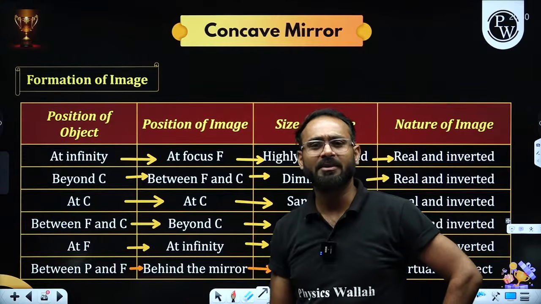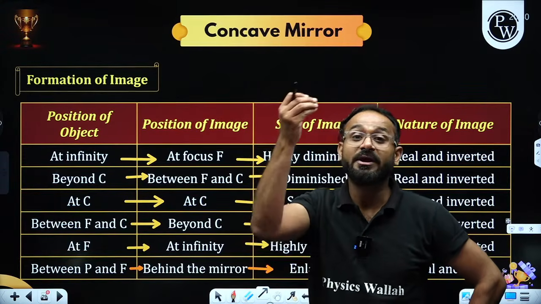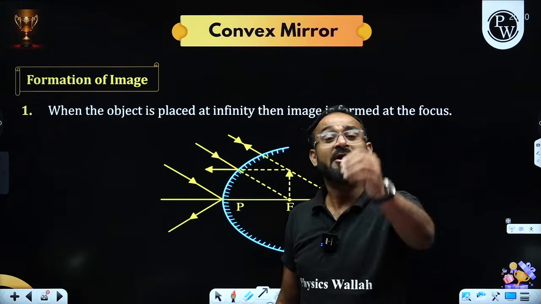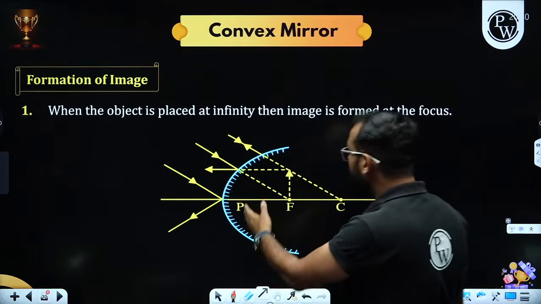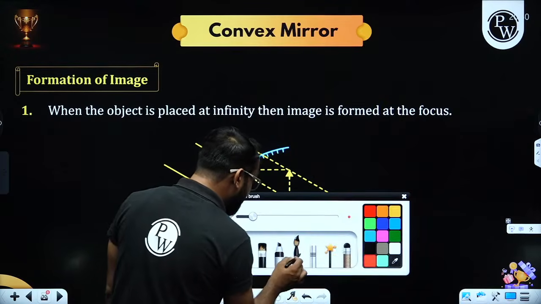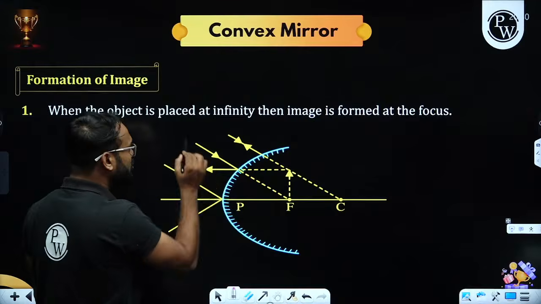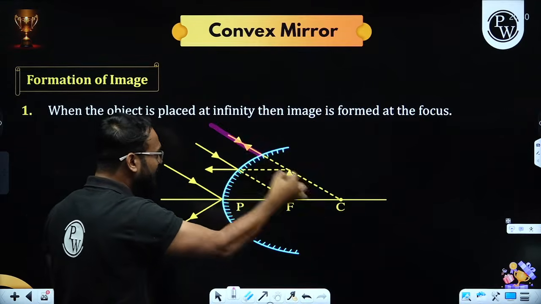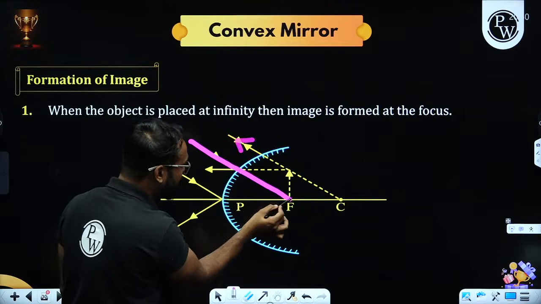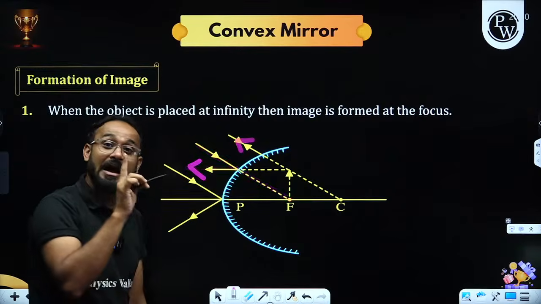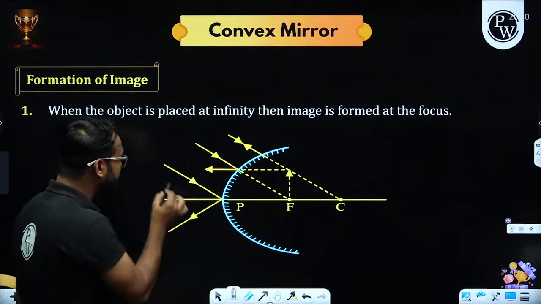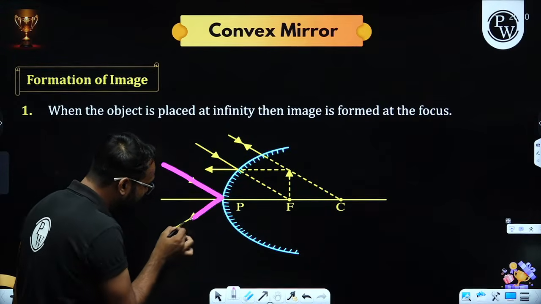What is going to happen when the image is required to form in a convex mirror? There are only 2 cases. First, when the object is kept at infinity, the image will be forming at focus. If a ray is supposed to pass through the center of curvature, it will reflect back. If the ray of light appears to pass through focus, it will go parallel to the principal axis, and if the light ray is incident on the pole, it will reflect back.